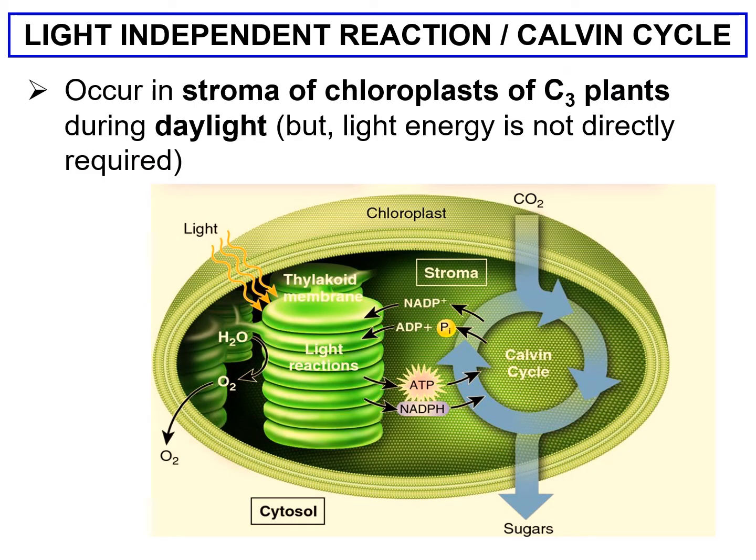The Calvin cycle occurs in the stroma of the chloroplast of C3 plants during daylight, but the light energy is not directly required, meaning that it can occur during daylight or it can occur at night. Even though it happens in the daylight, the light energy is not directly required during the cycle.